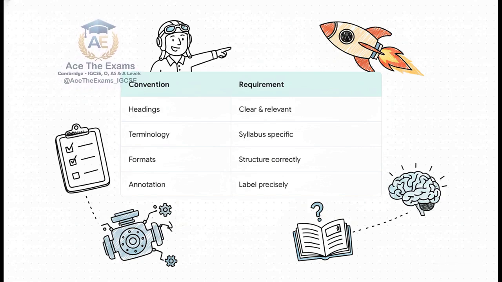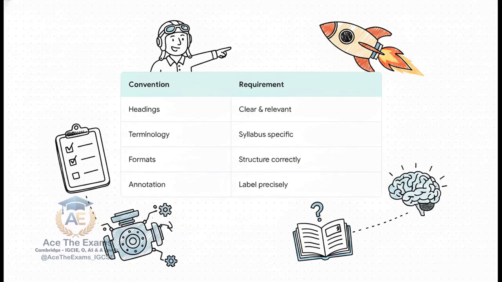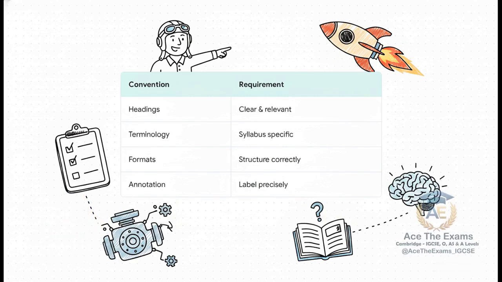First, proper headings. They must be clear and completely relevant. If a dial isn't labeled, you don't know what you're adjusting, right? Second, correct terminology. You literally have to use syllabus-specific Afrikaans vocabulary, not everyday colloquial slang. Prove you know the technical language.